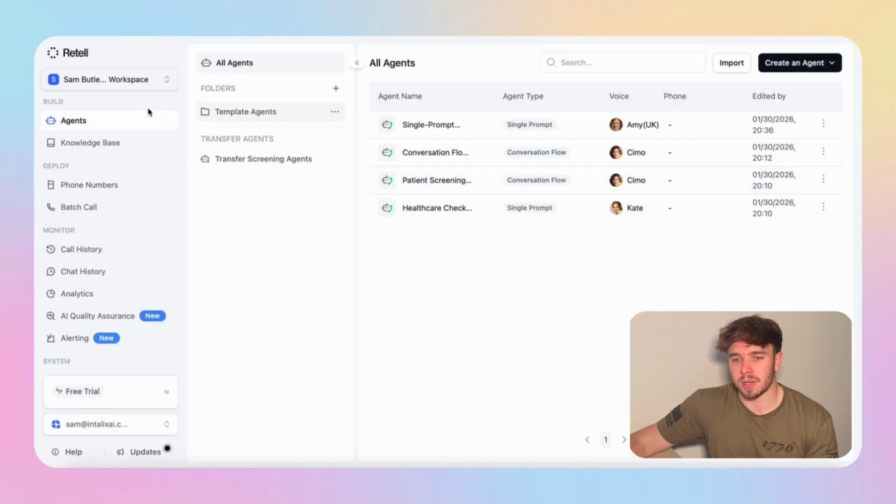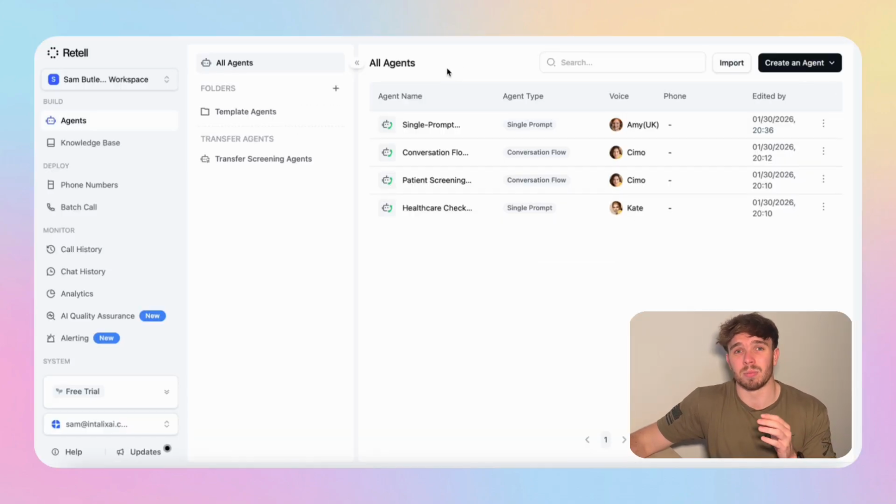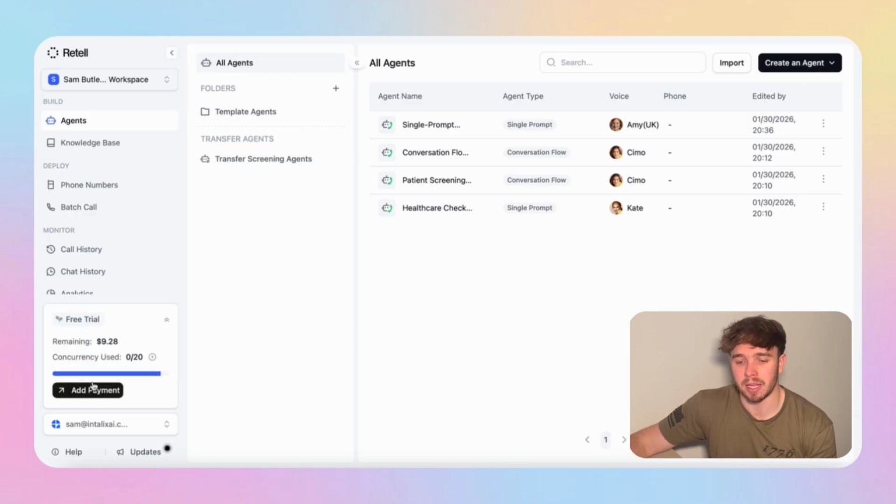So what you want to do is head over to Retail AI. Retail AI is essentially a voice agent platform which is really simple. Got a really nice user interface. And previously, where it's taken hours to build voice agents on things like N8N or Make.com, this is a whole platform where you can do it for yourself. So if you just sign into your own Retail account or just make an account yourself, you can use a free trial account like I'm doing here.